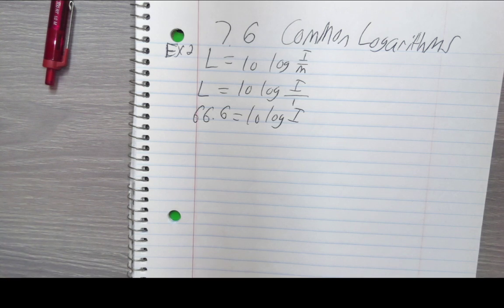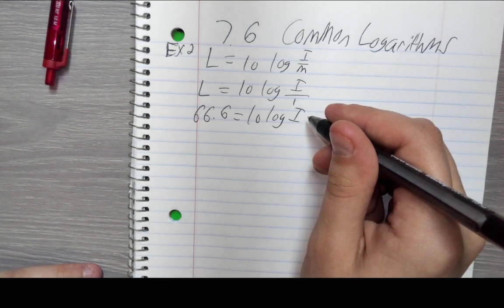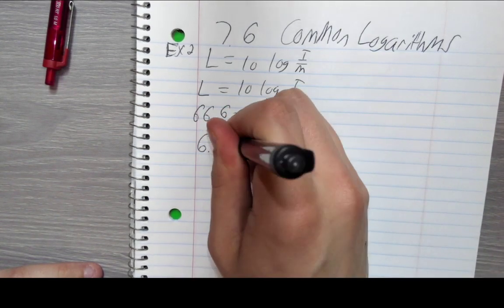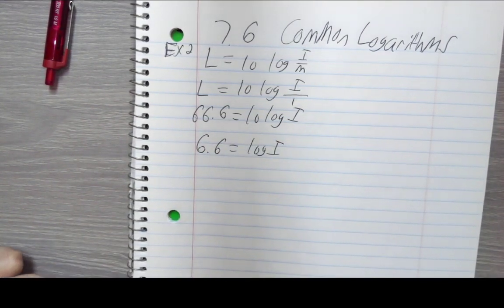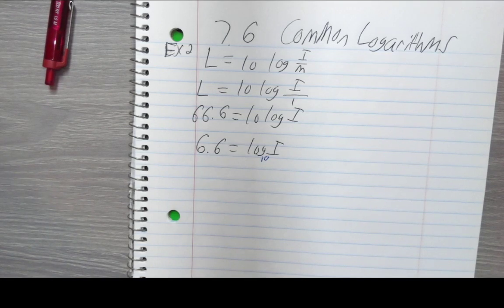Now the rest is algebra, and this is stuff we've been working on quite a bit in the last week. So I want to solve for I. That's the intensity that these people are detecting. So to solve for I, let me first divide by 10. 66.6 divided by 10 gives me 6.6. So I have 6.6 equals log of I. And this is kind of where the new stuff kicks in. If I'm looking for I, I can rewrite this, if it helps you, as log base 10, because a log without a base is always log base 10.